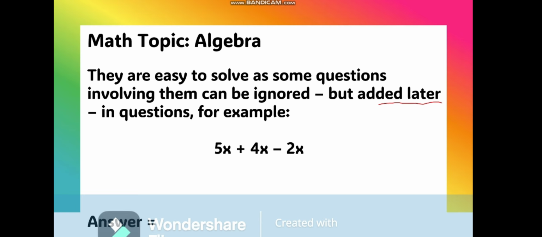5x plus 4x minus 2x. So like I just said, ignore the letters. So we'll do 5 plus 4 minus 2. We'll start with this because of the BODMAS order. So that's 9 minus 2, and 9 minus 2 will give us an answer of 7. So we'll have 7. Don't forget to add the letter. So that's x. So the answer is 7x.